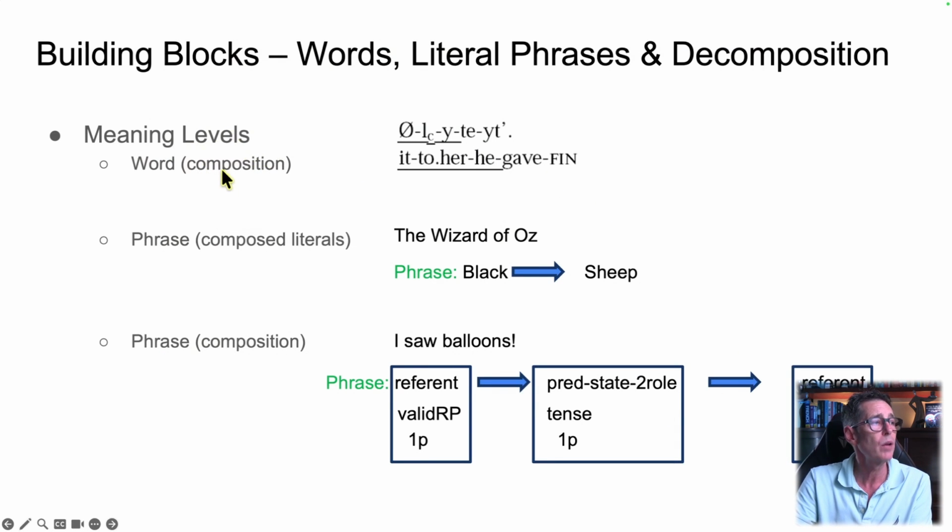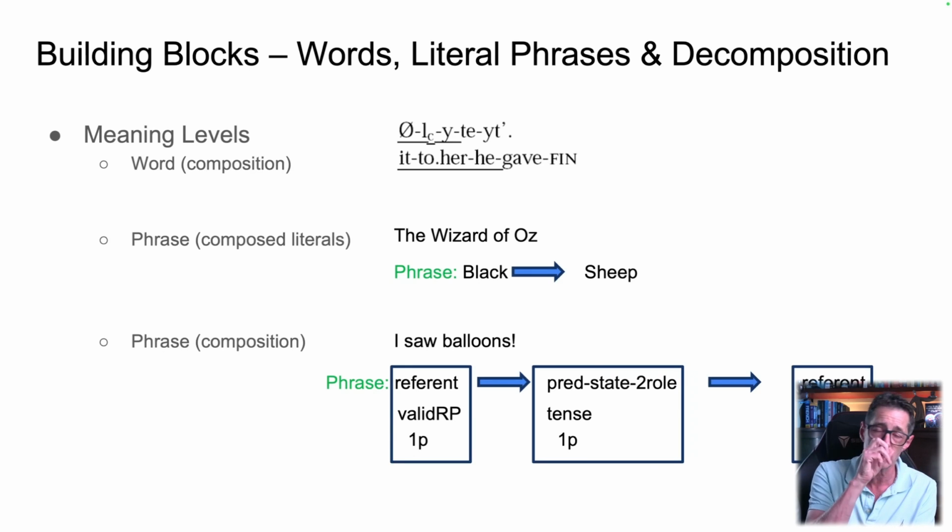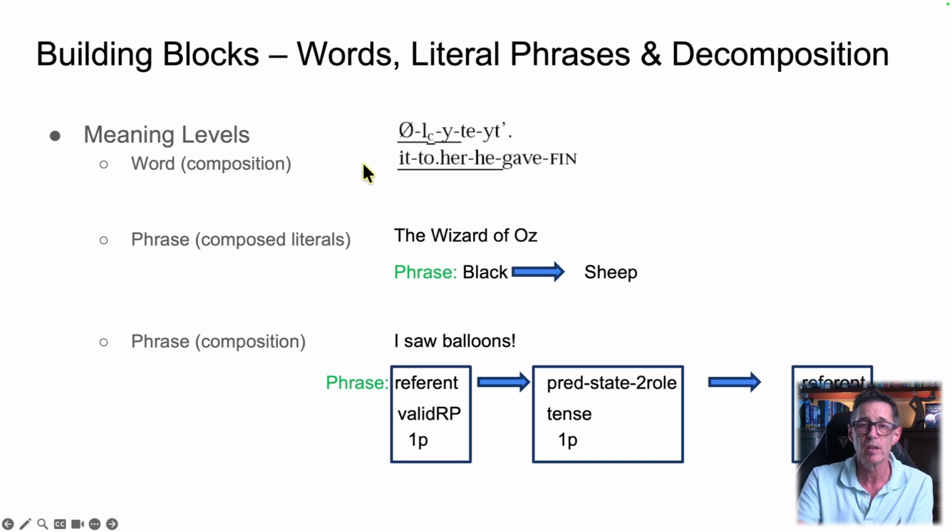So what can we do with word composition, for example? In this case here, we've got some word in some language, and what it means is it to her he gave, and that's a fair bit of composition at the word level. Now in English we do that composition with particular phrases. So in the case of predicate classes, we would be doing that with word sequences in English, but in this case, this type of predicate class in that language allows all of that work to go on at the word level.